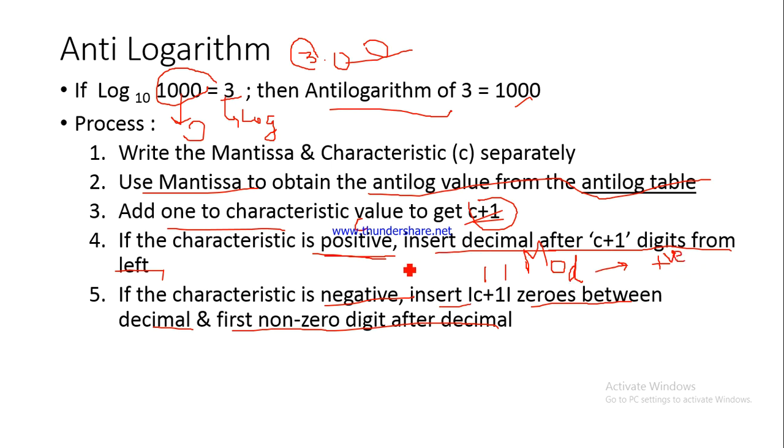Let's say if the characteristic was minus 5, so it is negative. I'm just giving an example. So C plus 1 would be minus 5 plus 1, which is equal to how much? Minus 4. Remember this calculation, because now we are adding a negative integer to a positive integer, so you know the rules. So minus 5 plus 1 becomes minus 4. So how many zeros are you going to insert? Minus 4? There is nothing like minus 4 zeros. You cannot insert minus 4 zeros.